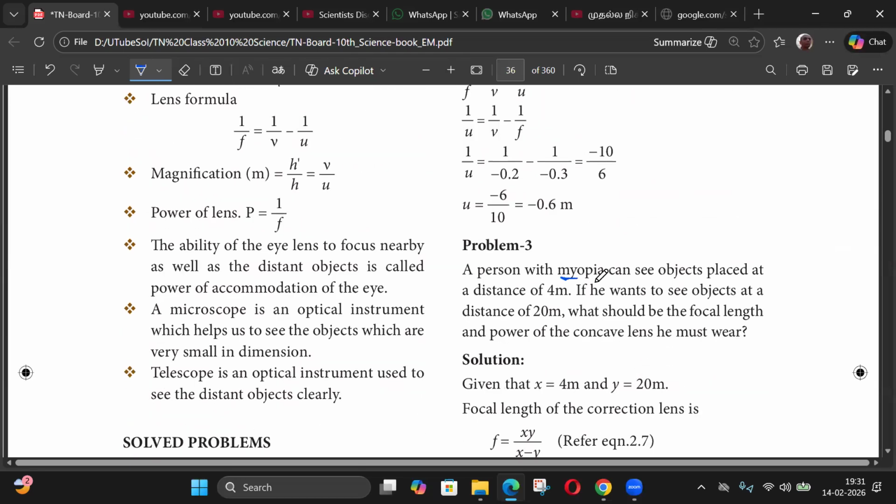The problem is there: myopia. The person with myopia is this student, who can see objects at a distance of 4 meters. So he wants to see the board, which is at a distance of 20 meters. For him, he can see from 25 centimeters to 4 meters, but this has to improve to 25 centimeters to 20 meters.